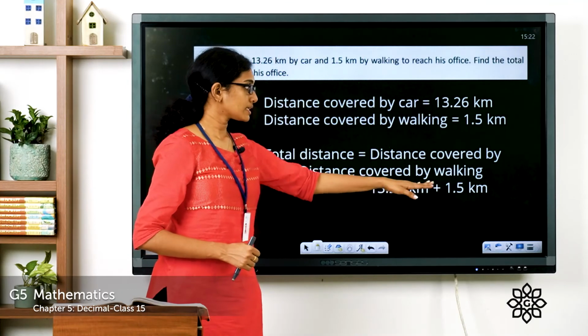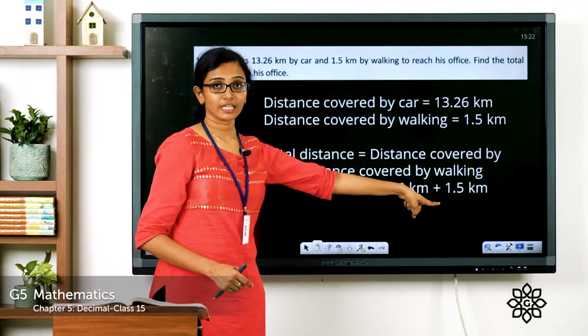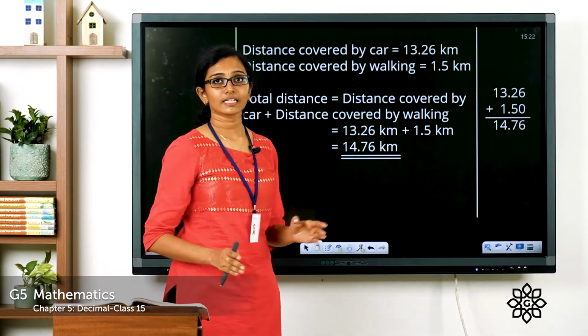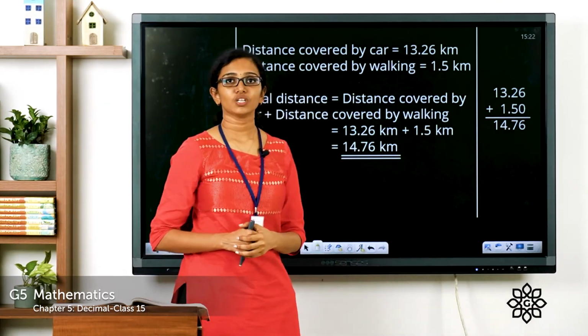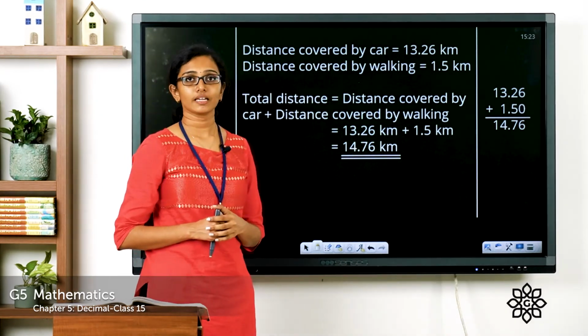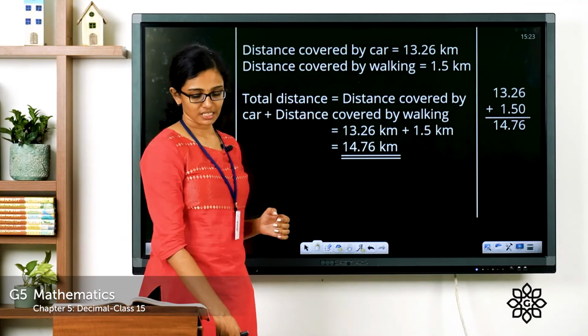We are adding decimal numbers. Make sure they are like decimals. They are unlike decimals here. Change them to like decimals by adding enough zeros to the right. Then proceed with the addition and you get the total distance is equal to 14.76 kilometer. Hope these questions are clear to you.